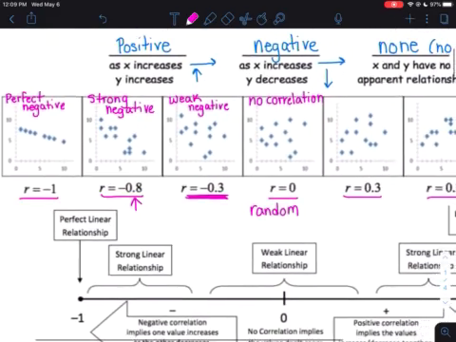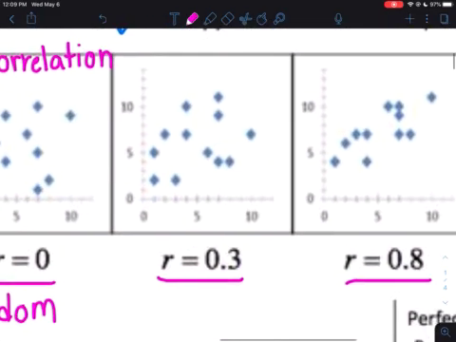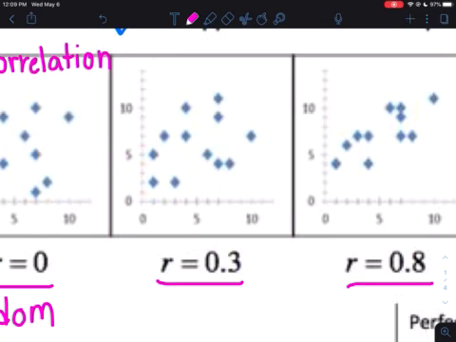Okay. Next one, moving through here, when we have a correlation coefficient of 0.3, something that looks like this graph on here, it's nowhere near a straight line, but typically you can see that as you're moving to the right, the data points are going up. That is going to be positive. The direction would be positive, as we said above. And we're going to call that a weak positive correlation.